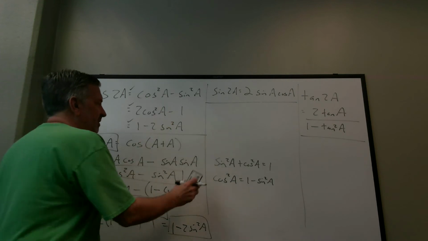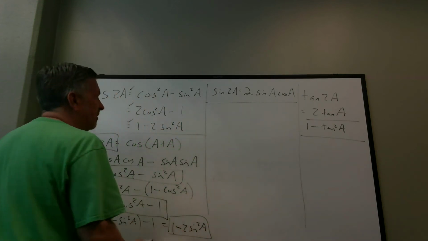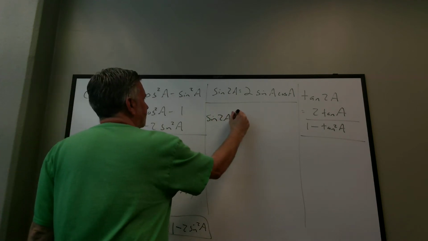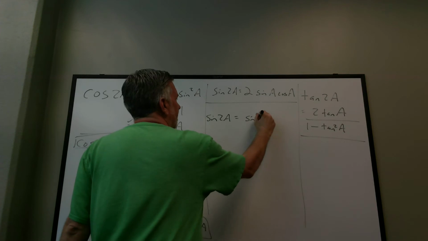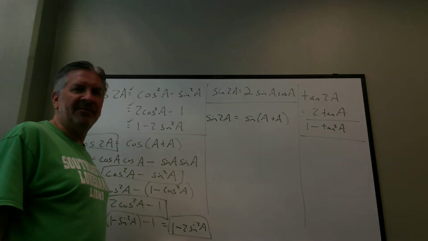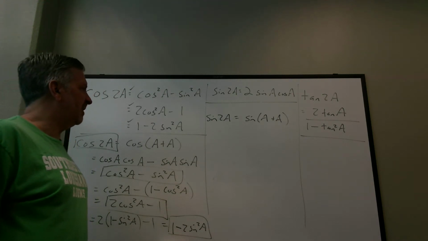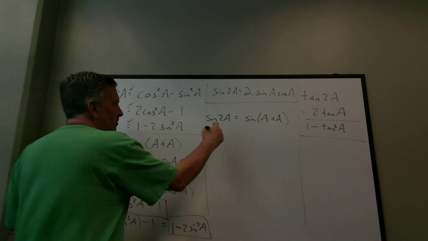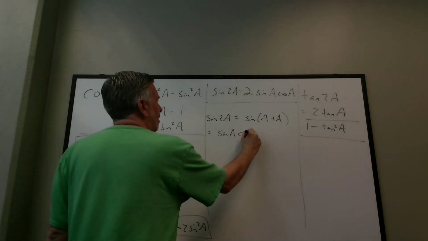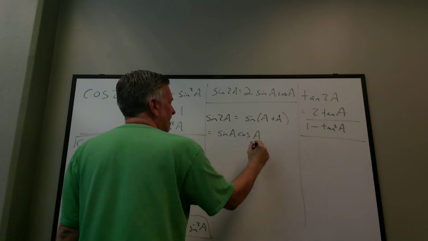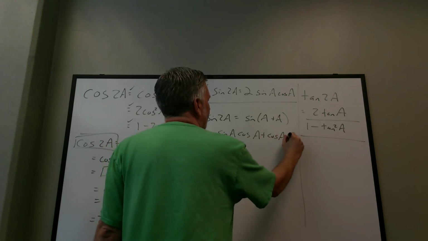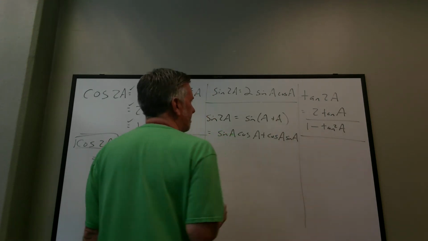Okay, now let's move on to sine 2a. The first part is exactly the same as what we did here. Let me start with sine 2a. The 2a is a plus a. And now we're back to the sine of a plus b formula that we did in section 5.4, I believe. What was the formula for that? It was sine of a, cosine of b, which here is also a, plus cosine a, sine of b, which is also a.